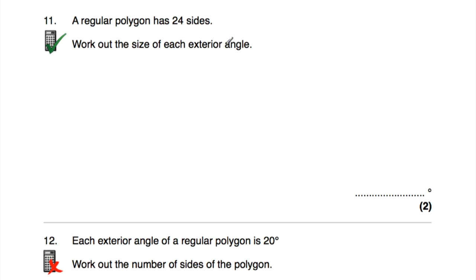All of the exterior angles of every polygon will add together to be 360 degrees. Now, because it's regular, each of the exterior angles is the same size. And if there's 24 sides, there's 24 exterior angles. So if we just take 360 and divide that by 24, we'll find the size of each exterior angle. 360 degrees divided by 24 is equal to 15 degrees. So that means each exterior angle is 15 degrees. And that's it. And that's 2 marks.